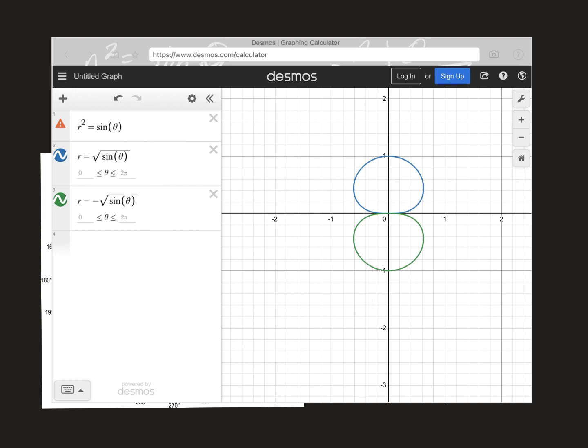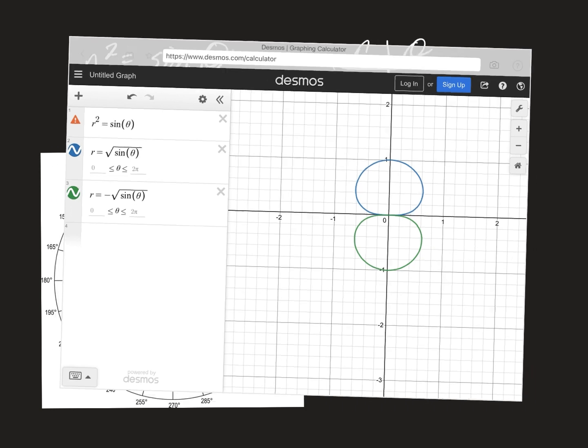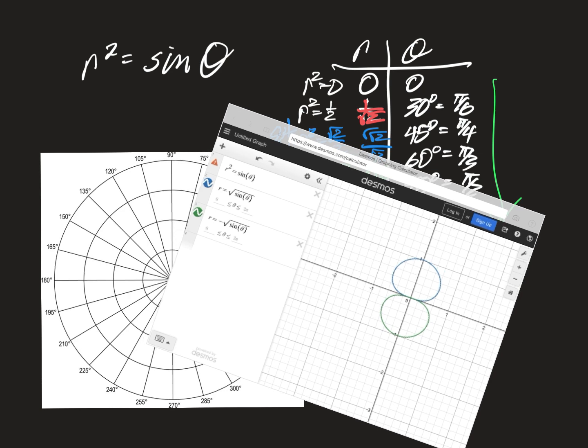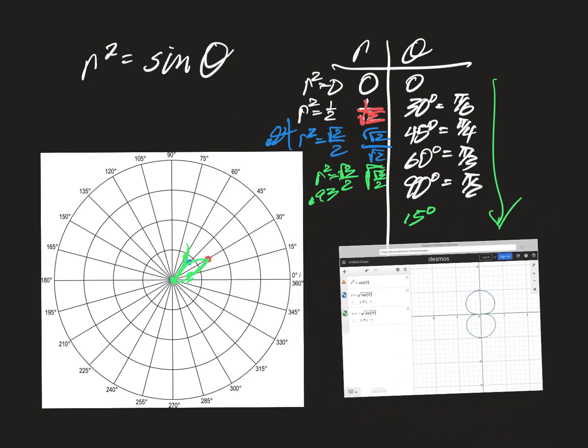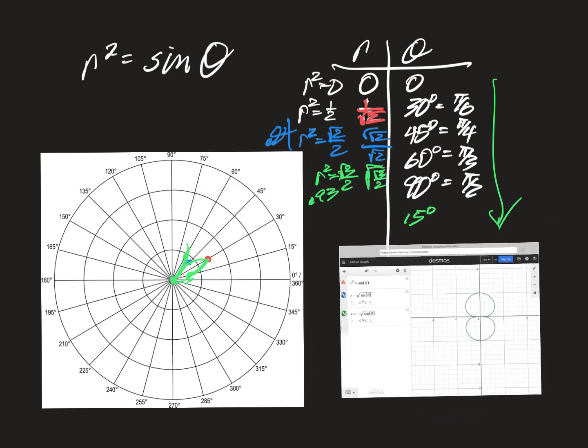And so somewhere in my calculations, I made a bit of a mistake. So it should be probably this red one.